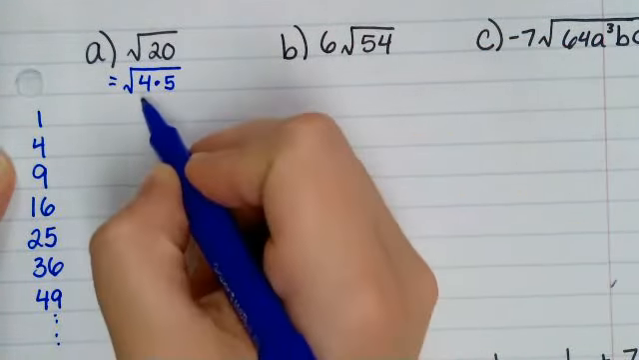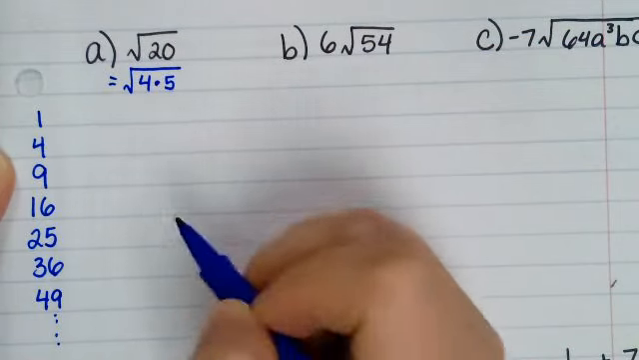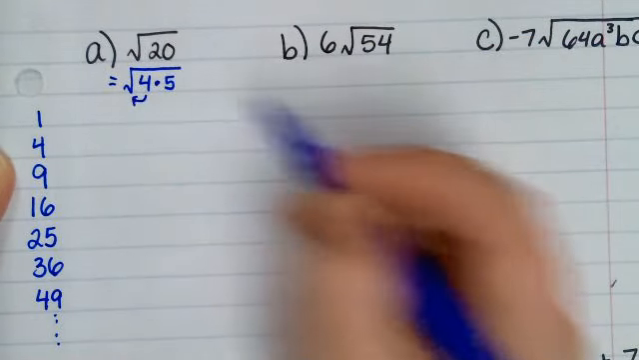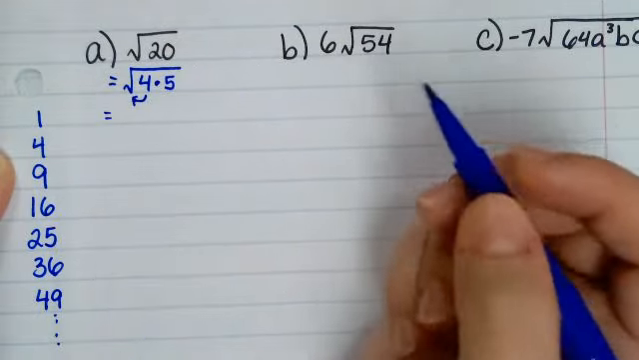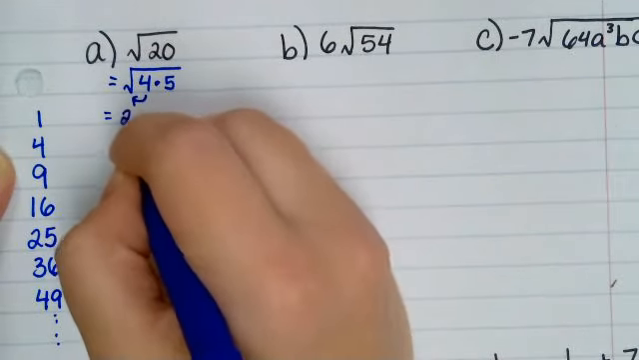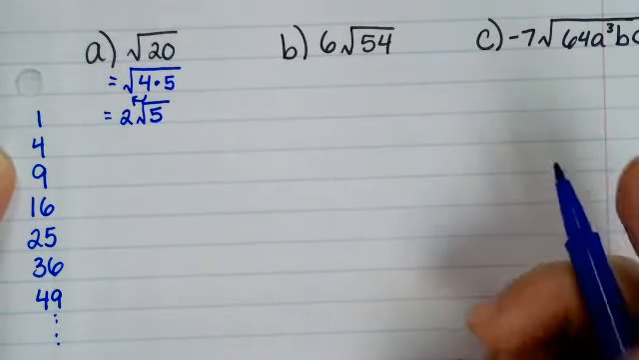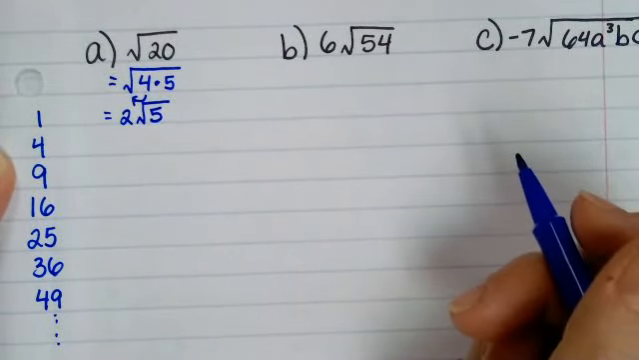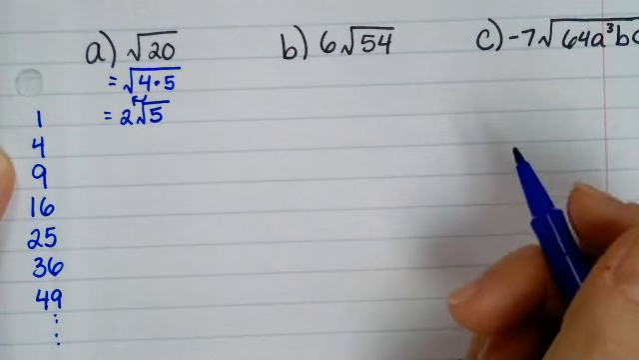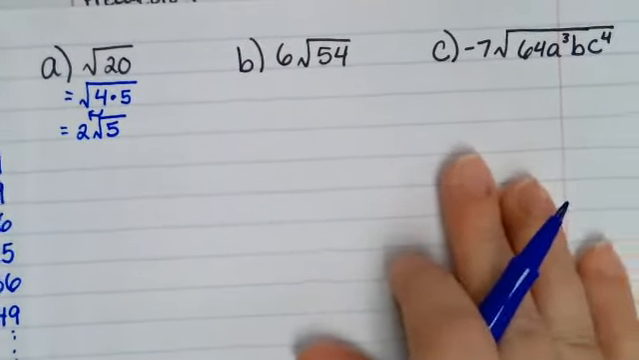And the reason I chose that is because I can square root the number 4. We're going to pull the square root of 4 out. The square root of 4 is 2, and 5 stays stuck inside. There's your answer. 2 square root of 5. Done. All right, try letter B.